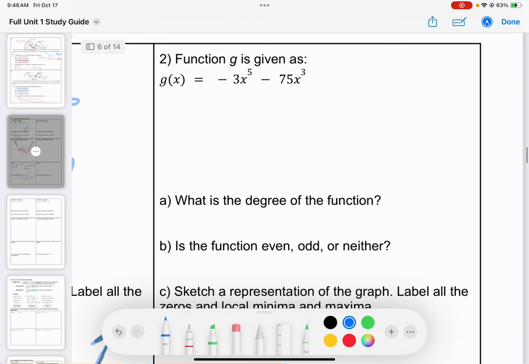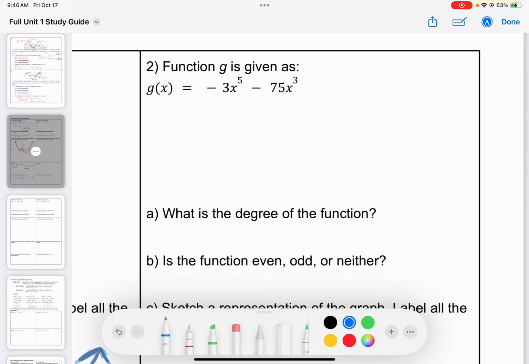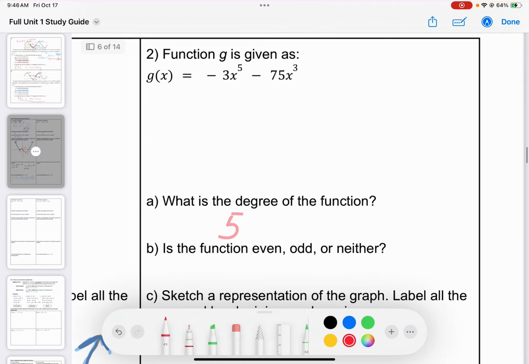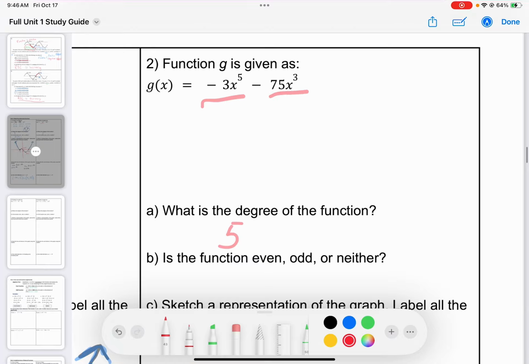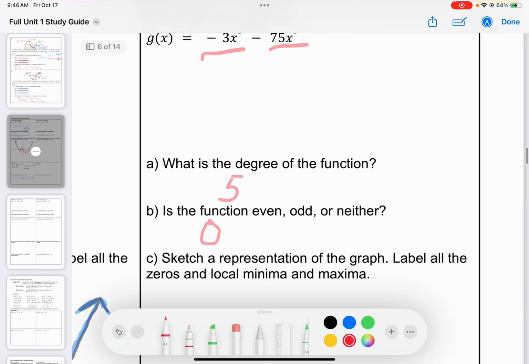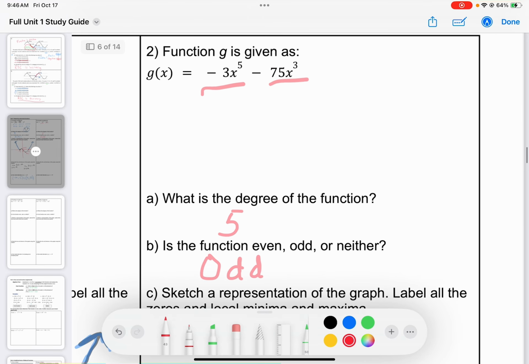All right, let's hop over to this one. What is the degree of this function, g of x? Well, I'm in standard form, right? Because these are separated by plus and minus signs. So that's easy. I just pick the highest exponent, which is 5. The degree here is 5. Is this function even, odd, or neither? Well, all the terms are odd, so this function is odd. We'll talk a little bit more about even and odd functions in a second. All right, sketch a representation of the graph. Label all the zeros, local min and local max.